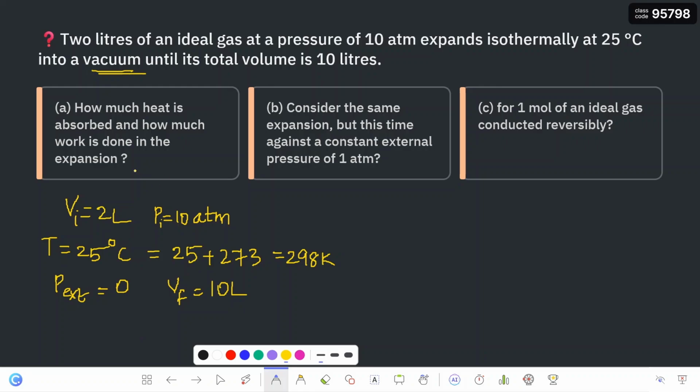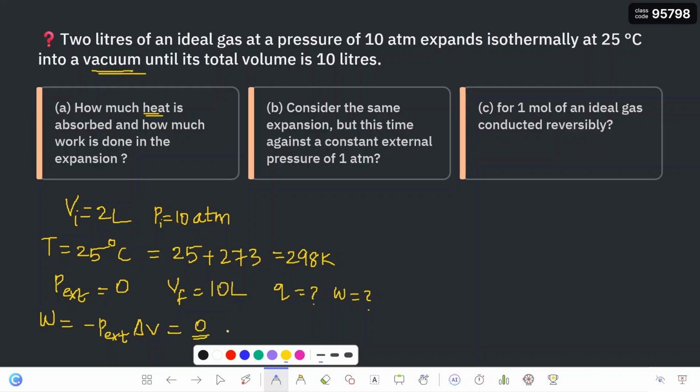Using this, we can solve the first part. How much heat is absorbed? So you have to calculate Q. How much heat is getting absorbed and work is done in the expansion. So we need to calculate both Q and W. So how can we calculate? Work done is asked. We know here P external is 0. So there is no doubt: W is minus P external delta V, and since P external is 0, W will be 0.